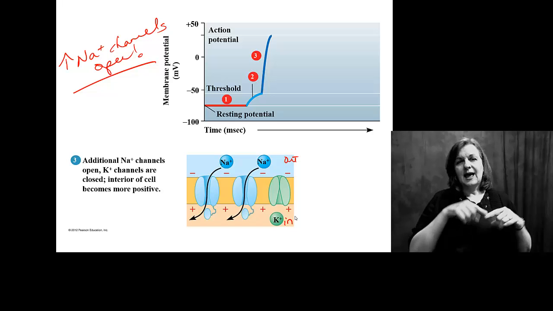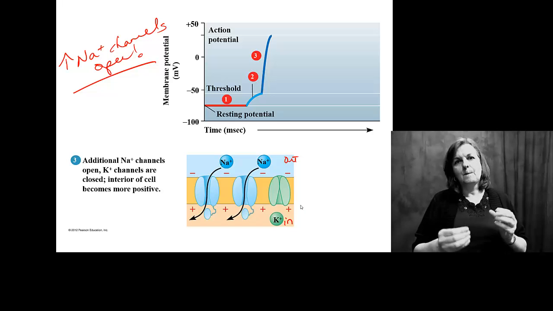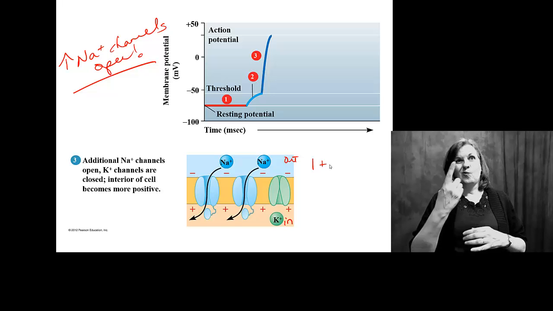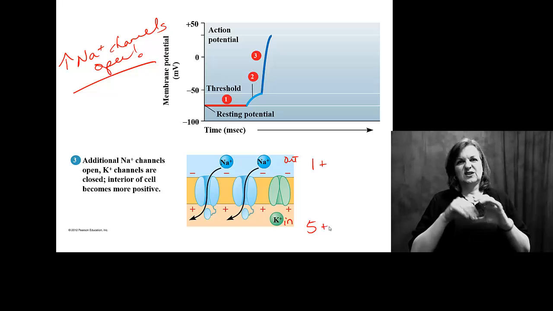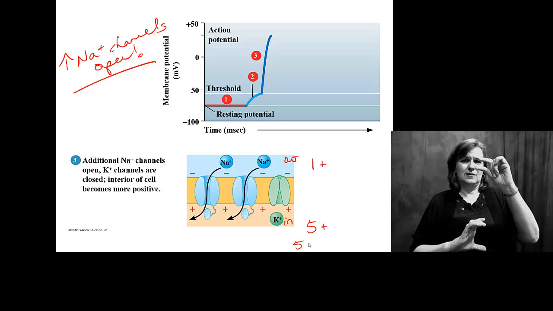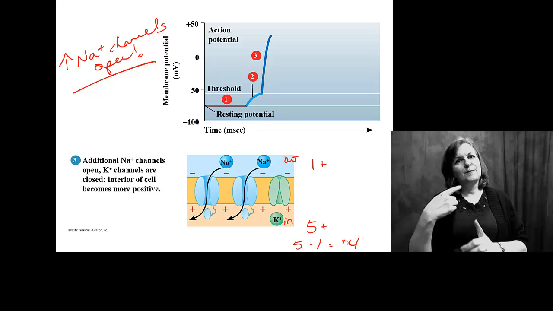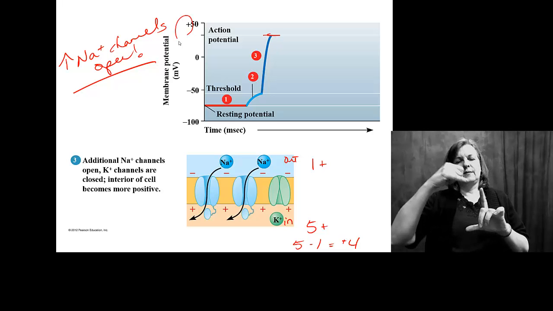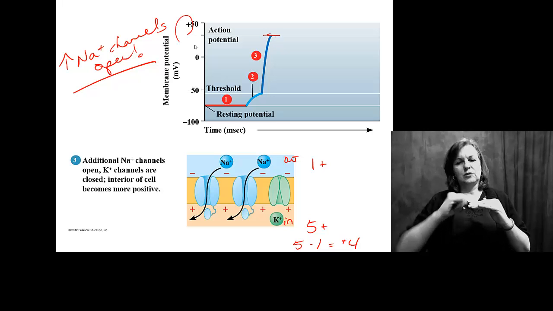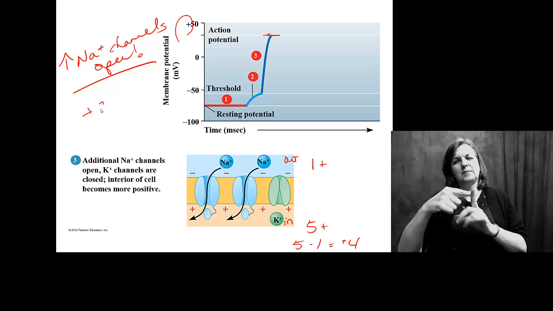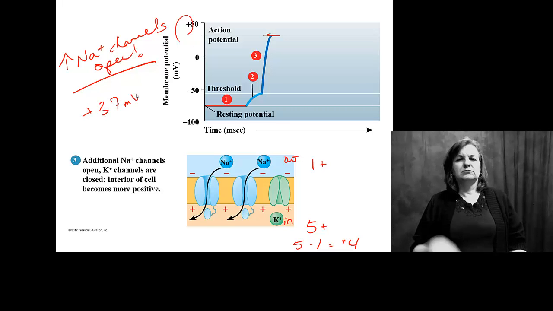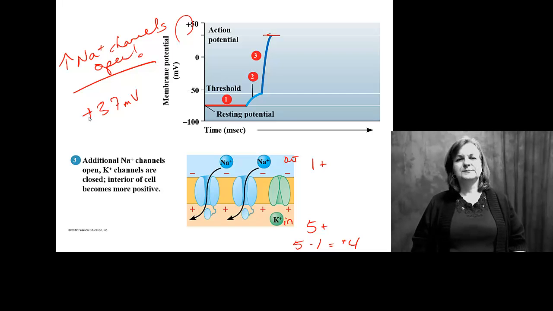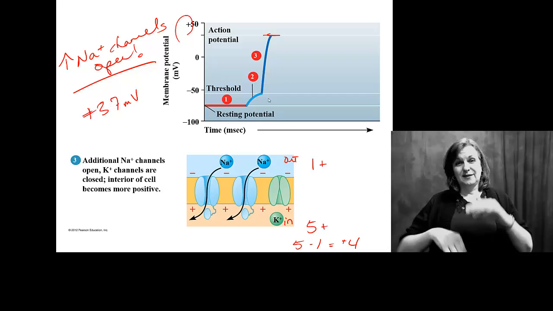As it rushes into the cell, the inside becomes more positive. So now maybe we have 1 positive outside and 5 positives inside. So now we've got 5 minus 1, so that gives us a positive 4. And you see that we go positive on our millivolt scale. And we peak at about plus 37 millivolts. 37, 40, something in that range. And that's where we're going to peak.